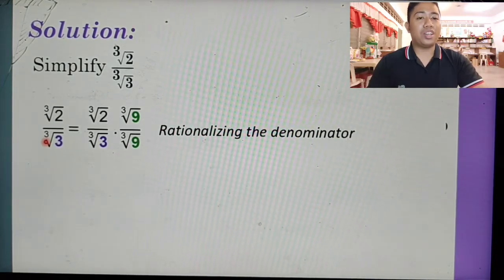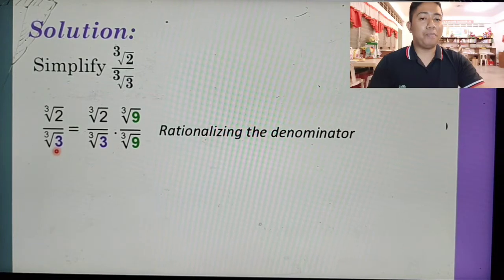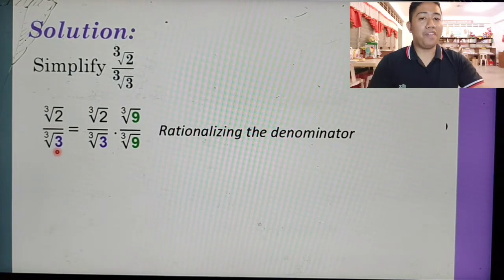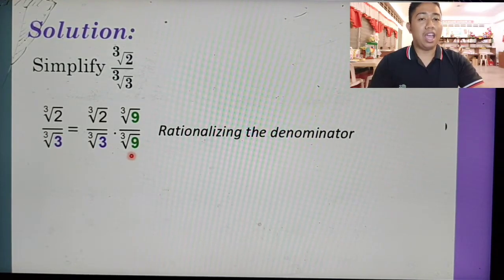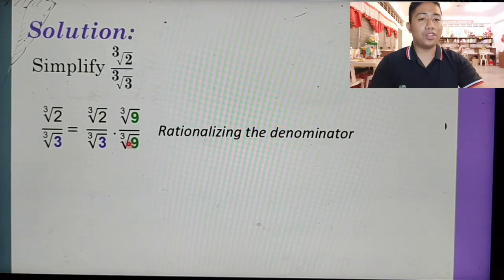So in order to rationalize the denominator, we must find the perfect cube number for base 3, which is 27. And of course, we find a pair of numbers where one is a factor of the number in the given denominator. We know that 27 is divisible by 3, so the other factor is 9.